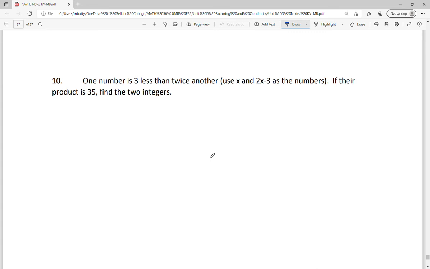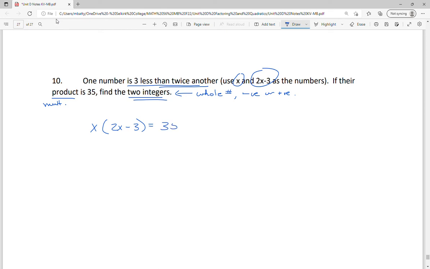So this one gives me some information. It also tells me that I'm looking for two integers. If you remember, integers were whole numbers, negative or positive. So we've got x and 2x minus 3 for the numbers. I've done the translating for us. If their product, this again implies multiplication, is 35, find the two integers.